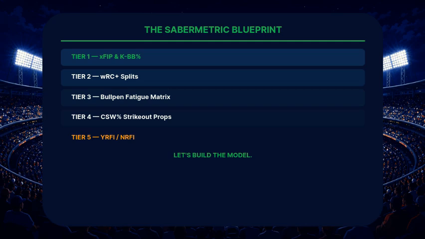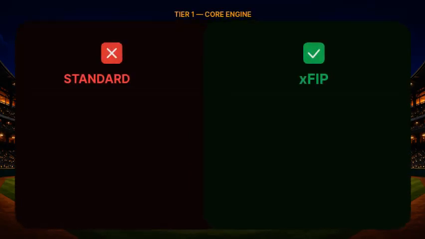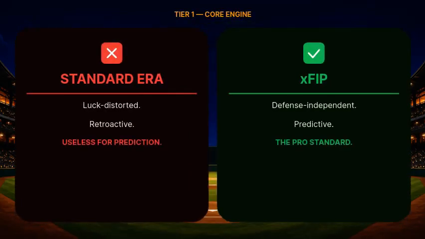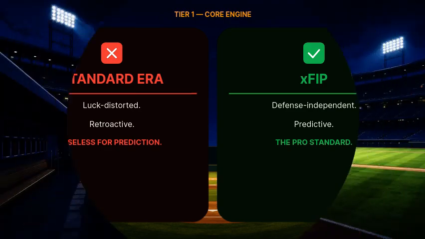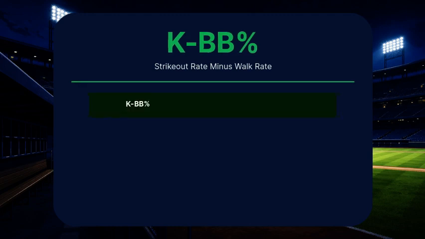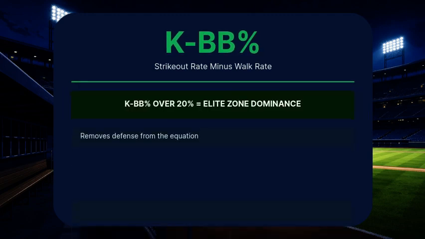Let's build the model. Let's start at the absolute top of our pyramid, Tier 1 and Tier 2. This is your core engine for betting moneylines and run lines. Forget standard ERA. It is a retroactive stat heavily warped by luck, bad fielding, and stadium sizes. Instead, professional handicappers look at XFIP, expected fielding independent pitching, and K-BB%, which is a pitcher's strikeout rate minus their walk rate. Pitchers with a K-BB% over 20% completely dominate the strike zone. They take the defense entirely out of the equation. If a pitcher misses bats and does not issue free passes, the variance drops to near zero.